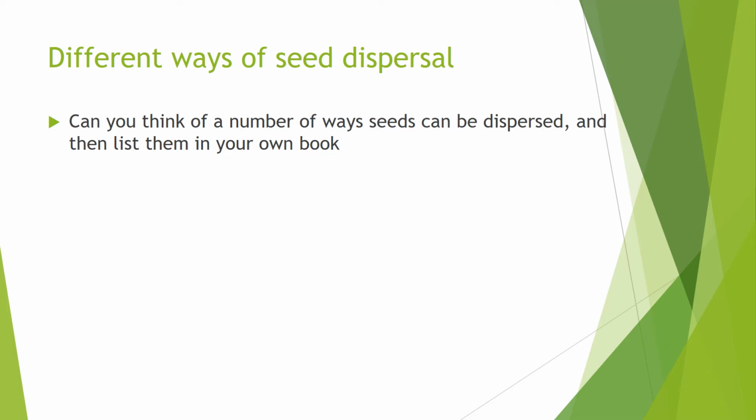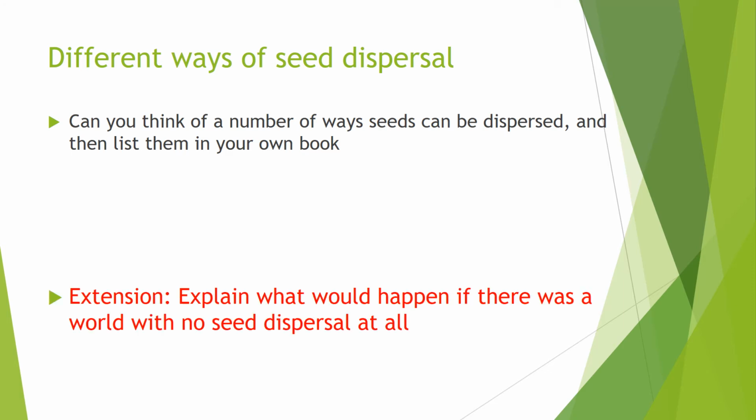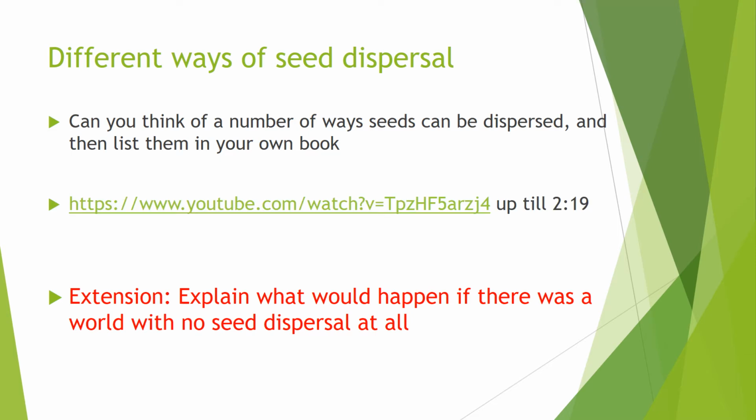Can you think of a number of ways seeds can be dispersed and then list them in your own book? So this is for you guys to have a think about ways in which seeds get dispersed. Okay, there's a few different ways, but I'm sure you can think of some. Hint, we help plants as well with seed dispersal. How do we do that? Well, watch that video, and this time it was the same video, but watch it right up until the end so that you can add to your answer.